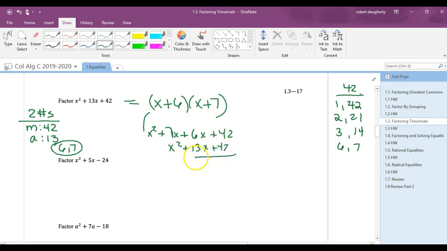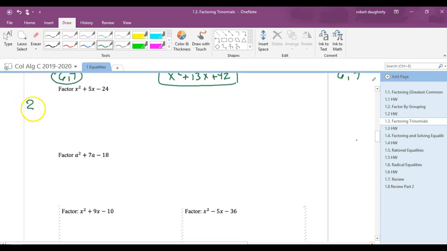So you're not required to do this, but this is how you could check and make sure that answer is right. And see what happens is you see these numbers multiply to give you that number, and then these numbers have to add to give you the number of x's. Okay. Let's look at another example.